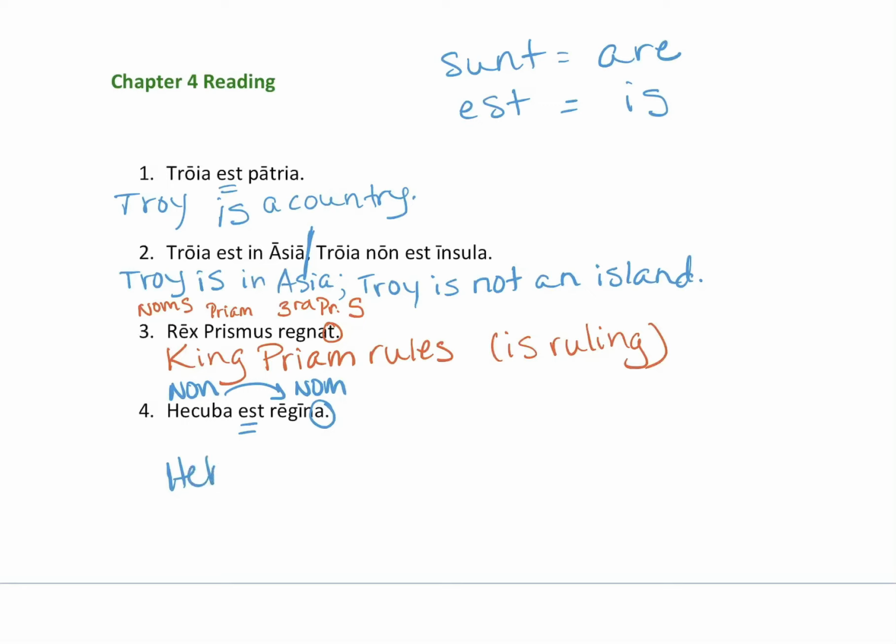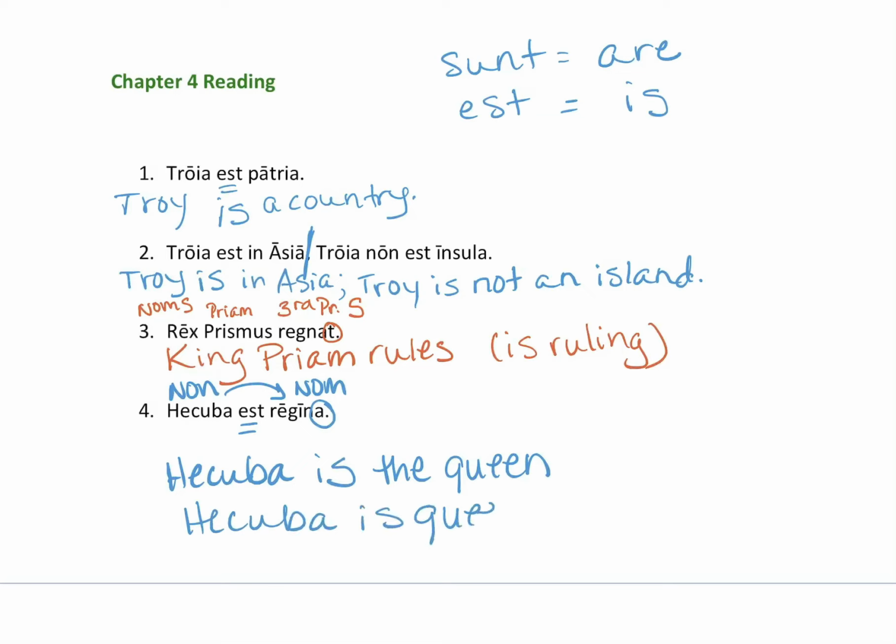So Hecuba, I hope I spelled her name right, is, what is she? She is the queen. You could also say Hecuba is queen. So very simple. You don't have to label. I labeled some of them to show you how it worked, but that is your chapter 4 reading. So based on that, I know that you can do the last 4 by yourselves, and if you have any problems, you can let me know and I'll help you.